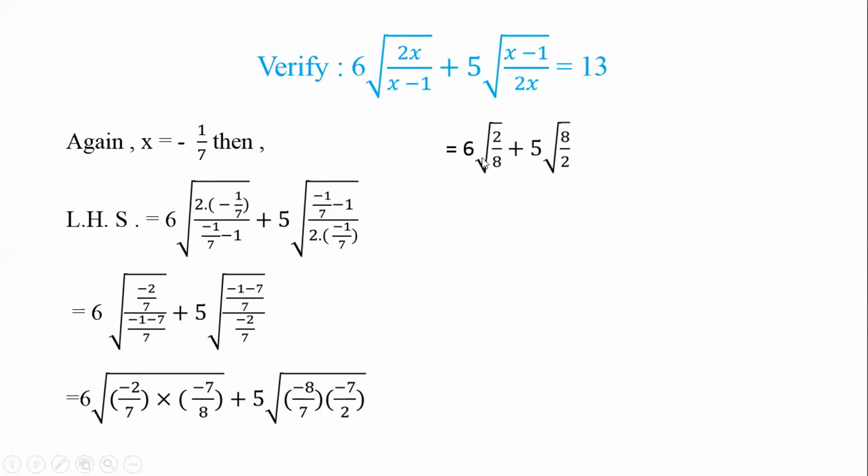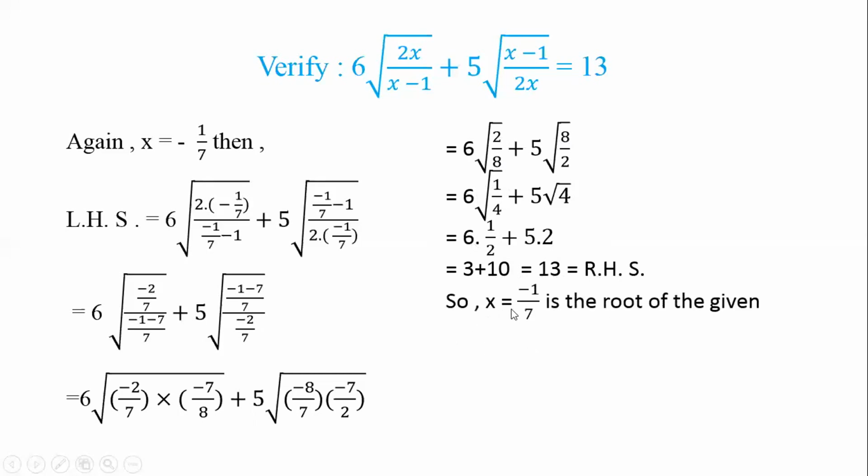From this term we get 6 root over 2 by 8 plus 5 root over 8 by 2. Because 2 by 8 equal to 1 by 4 and 8 by 2 equal to 4. Square root of 1 by 4 equal to half, and square root of 4 equal to 2. So here we get 3 plus 10 equal to 13 equal to the right hand side. So x equal to minus 1 by 7 is a root of the given equation. So our required solution is x equal to 25 by 7, minus 1 by 7, because these two values satisfy this equation.